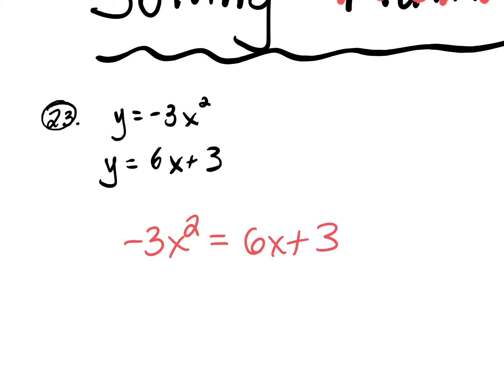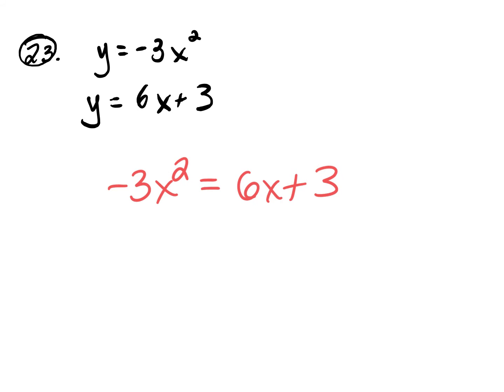What do you notice about this equation, guys? It's a what? You can factor. It's a quadratic, right? We have an x squared and an x. If it's a quadratic, what do we do? Move everything where? So I have negative 3x squared minus 6x minus 3 equals 0.